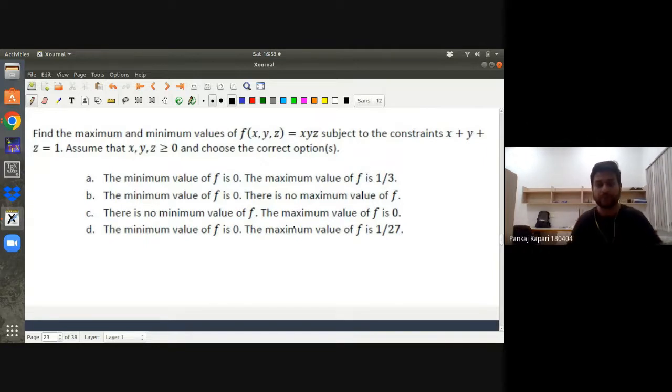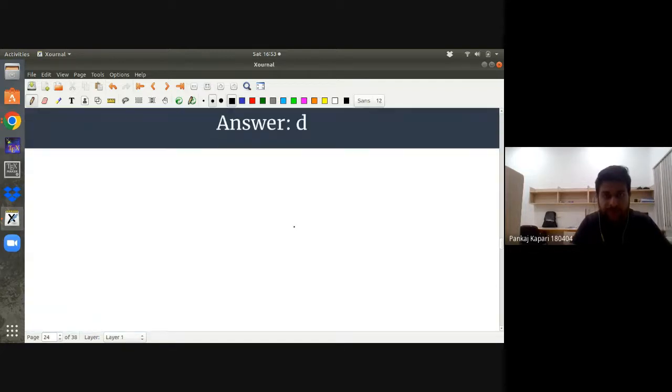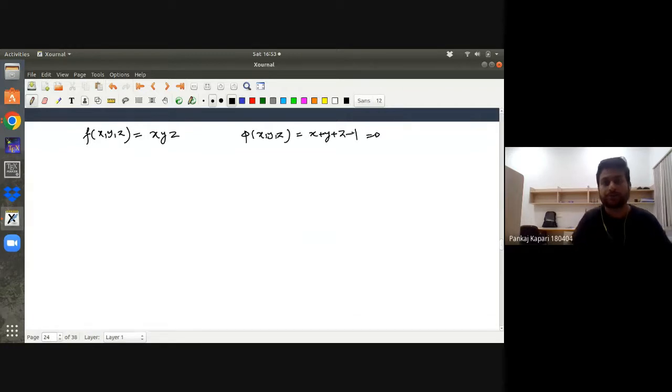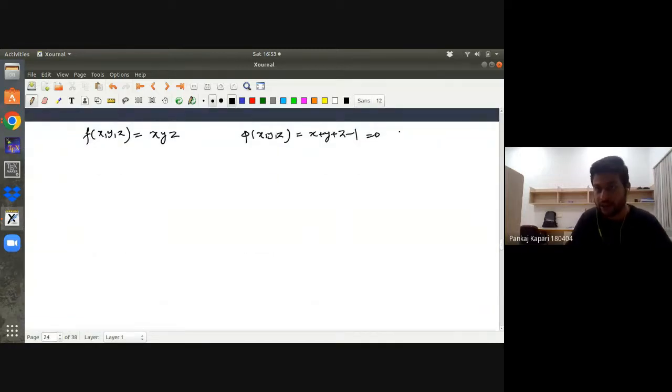And okay, so we'll use the method of Lagrange multiplier again. So we'll form the auxiliary function. Okay, so let's note what is our function. It's a function of three variables, x, y, z, and what is our constraint? It is x plus y plus z minus 1 is equal to 0, right? And further we are assuming that x, y, and z all are non-negative.